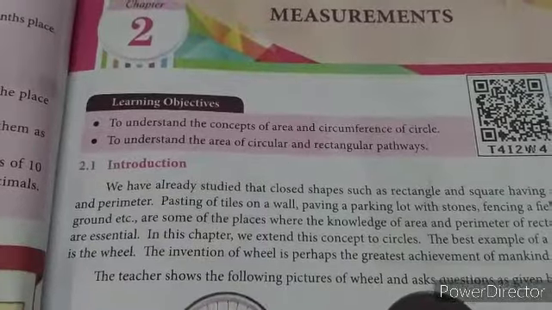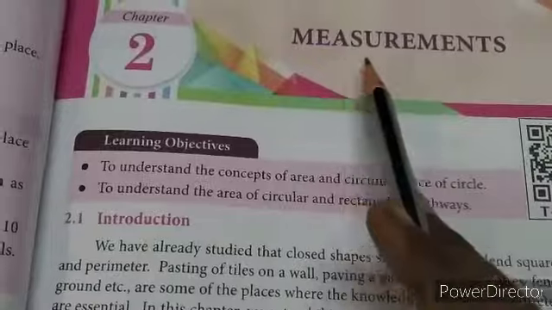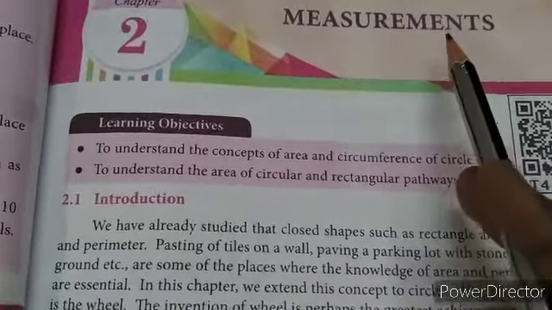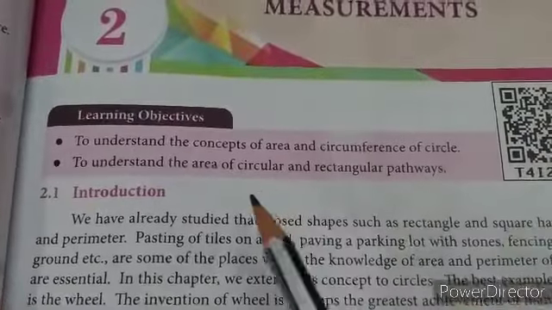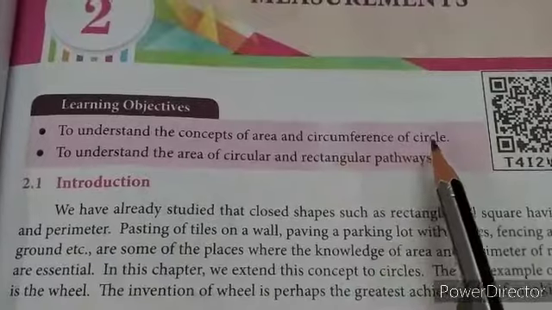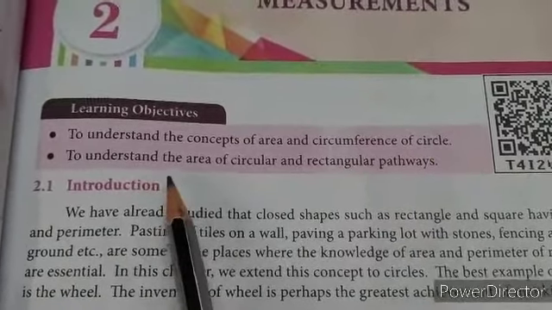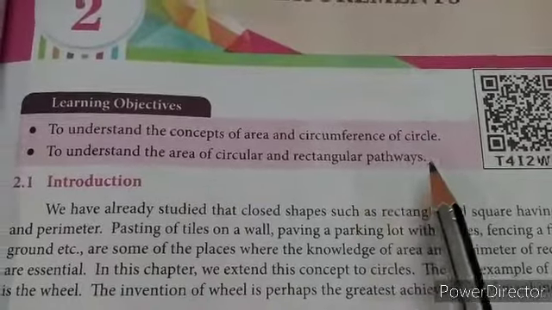Hey students, today in 7th standard maths we are going to discuss chapter 2 measurement. It's a term 2 portion. Here in this chapter we are going to understand the concepts of area and circumference of circles, and also to understand the area of circular and rectangular pathways.